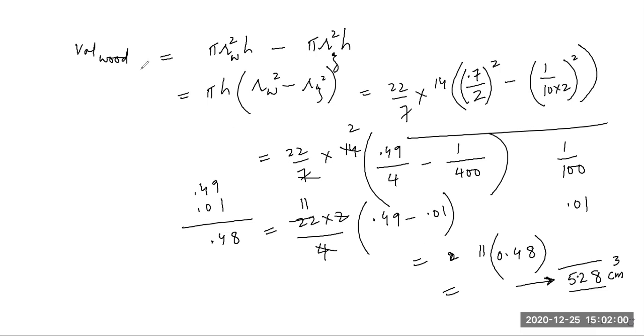Now we have calculated the volume of wood. Similarly, calculate the volume of graphite. Very simple. Pi r square h, where r is the radius of graphite and h is 14 centimeters. Okay, do it and WhatsApp.